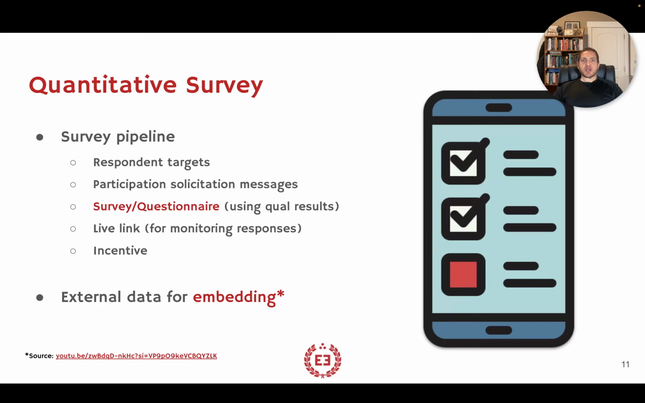Like with the interview pipeline, the survey pipeline has components. You need respondent targets, the quotas and the lists, which have hopefully been updated based on the results that you saw in the qualitative phase through the mini quant. You'll need solicitation messages for all of the channels that you plan to use. You'll need the questionnaire or the survey itself, which should have been built using the qualitative results, which were themselves built from the secondary research and the expert interview.